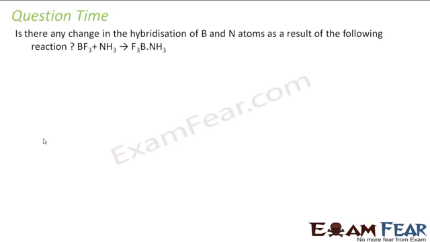Similar question here. So my BF3 plus NH3 becomes this. It's asking if there is a change in hybridization for B and N. So if you see my B, boron, it is in this shape. Next, the excited state, right? And it goes for sp2 hybridization.